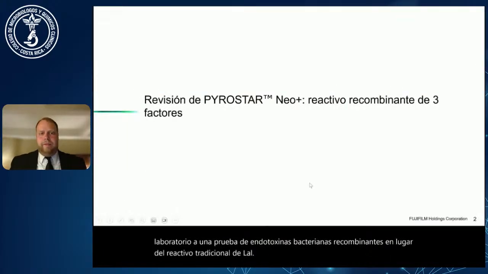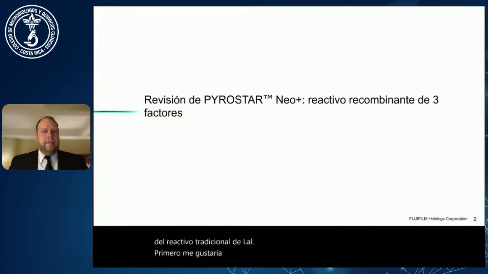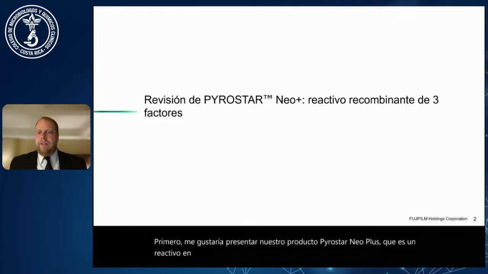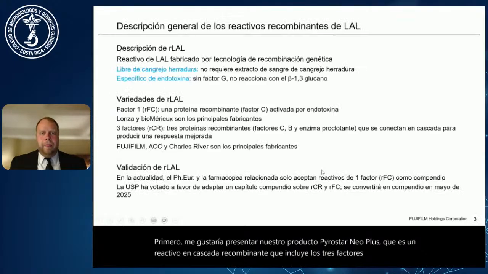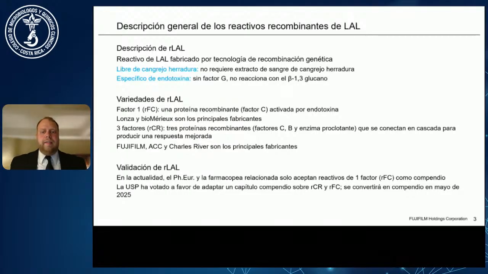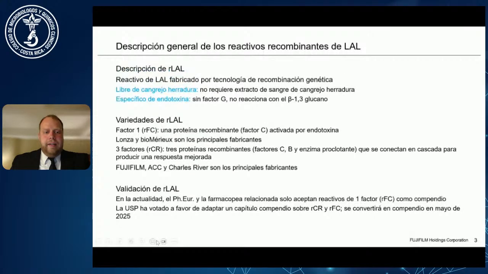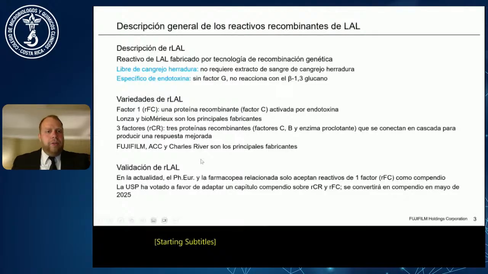First, I would like to provide an introduction to our product, Pyrostar Neo Plus, which is a recombinant cascade reagent in which all three factors of the horseshoe crab cascade have been produced recombinantly. The terminology I'm going to use, which has been used in some areas of this field, is that of recombinant LAL or rLAL. This just refers to the reagents that are created synthetically and are horseshoe crab free.